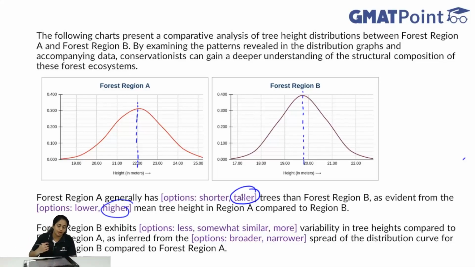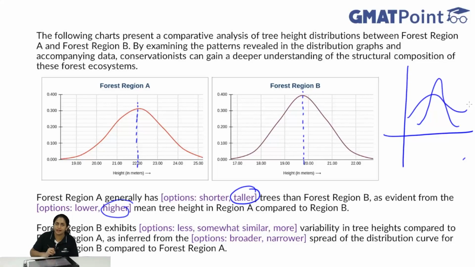Consider the second statement. Forest region B exhibits less, somewhat similar, or more variability in tree heights compared to forest region A. So what is variability? Variability is essentially variance or standard deviation. If a distribution is narrow like this, it has low standard deviation, low variance, low variability. If it is fatter and flatter, it has high variability. Between these two, who is thinner and taller, more constrained around the mean, which is less flat? A is fatter around its tails, it is more spread out. B is thinner, more concentrated around the mean.